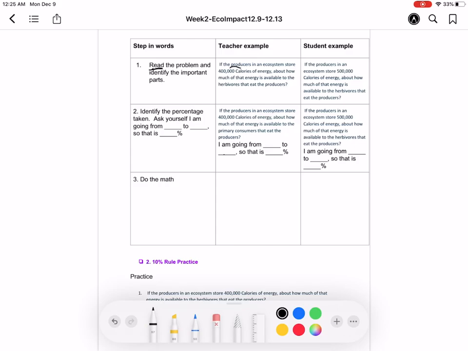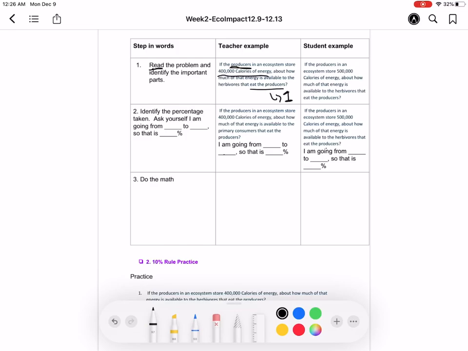If the producers, anytime that I see a trophic level named, I'm going to underline it. So if the producers in an ecosystem store 400,000 calories of energy, anytime I see a number, I'm going to underline that. Calories is just a measure of energy. About how much of that energy is available to the herbivores that eat the producers. If I'm eating a producer, that means, yikes, automatically I know that I'm a primary consumer. I'm just going to put a number 1 so that I'm not writing a million things.